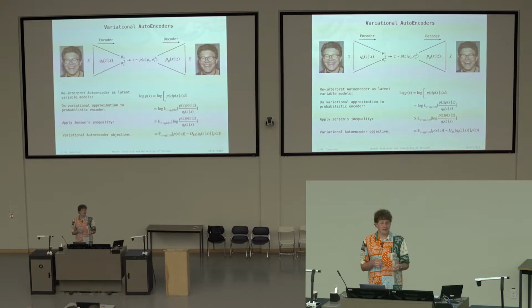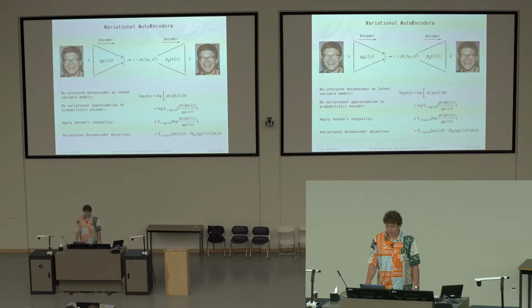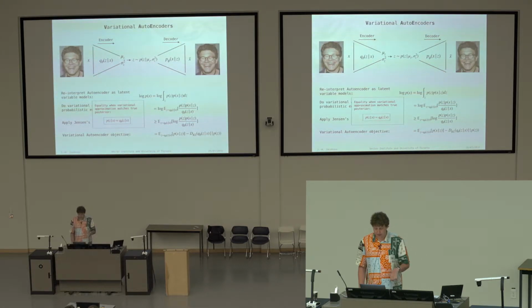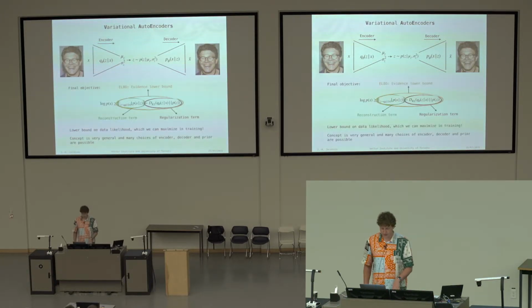Then we apply Jensen's inequality, essentially just swapping the expectation and the log. That gives us a lower bound. And then we have the variational autoencoder objective, which has two terms. This inequality, basically the lower bound, is tight when the variational approximation matches the true posterior.